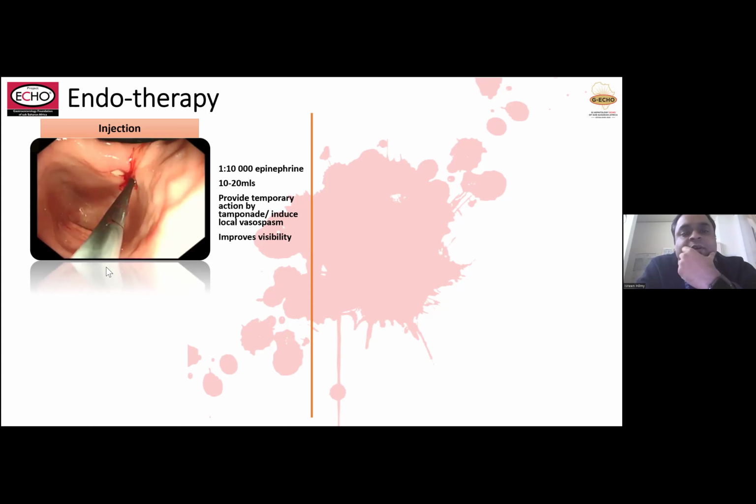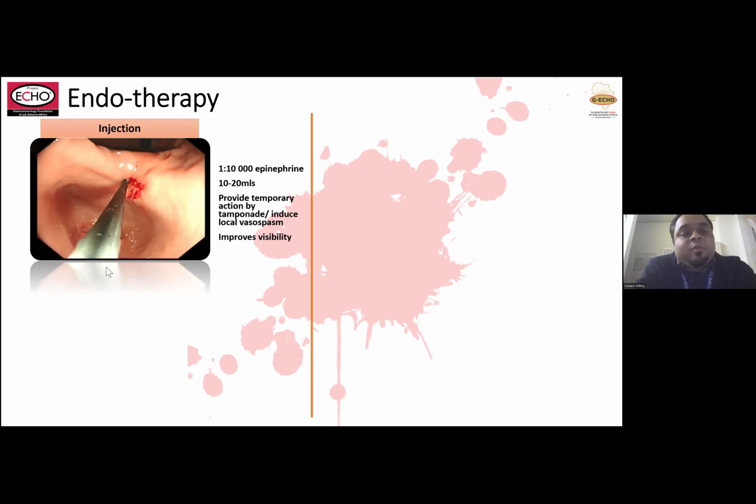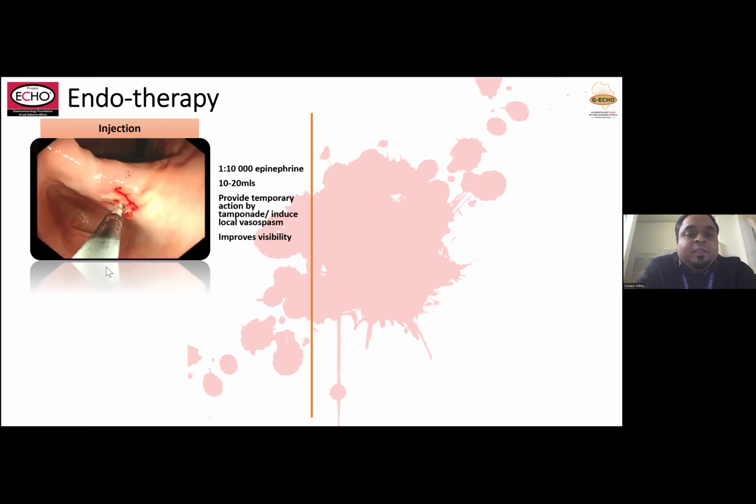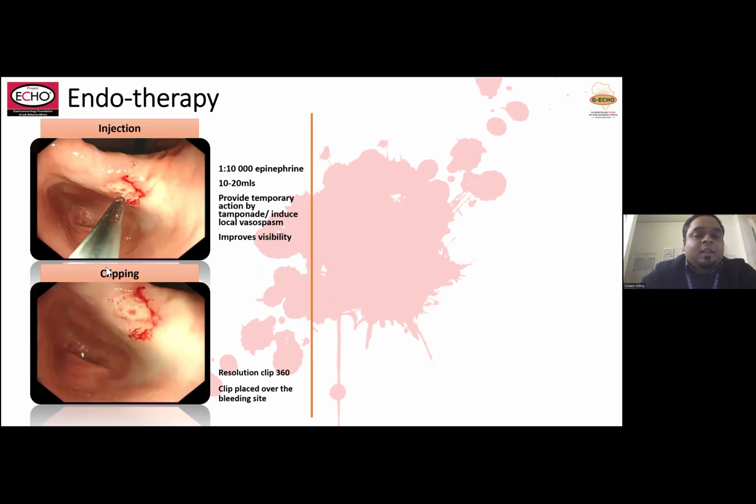Even the American guidelines mention that you can use absolute ethanol and other sclerotherapy to inject. However, the problem with injection is it is temporary, so you can't use it as a standalone treatment. You always combine it with another mode like clipping.